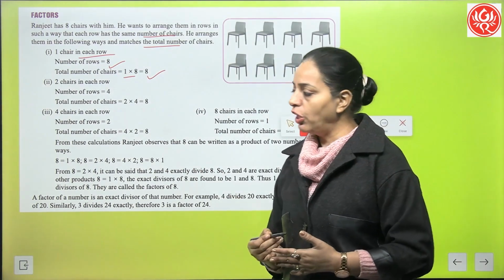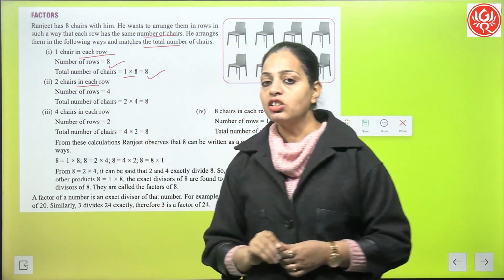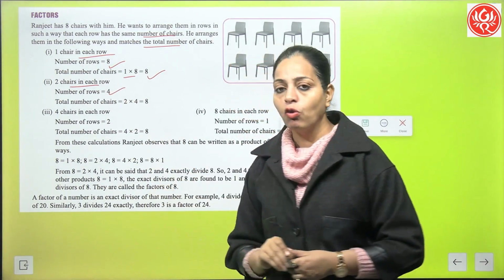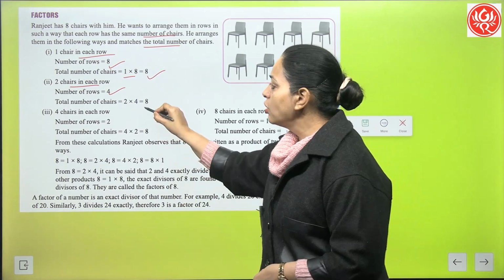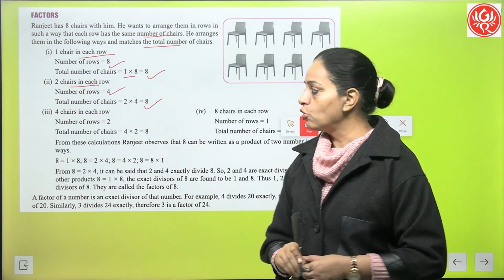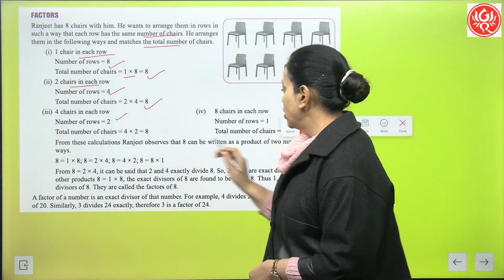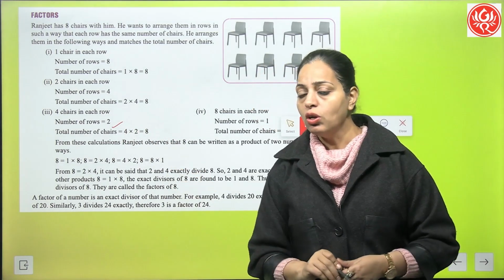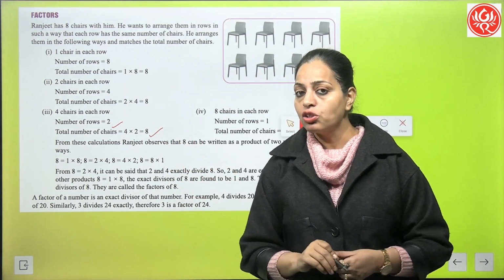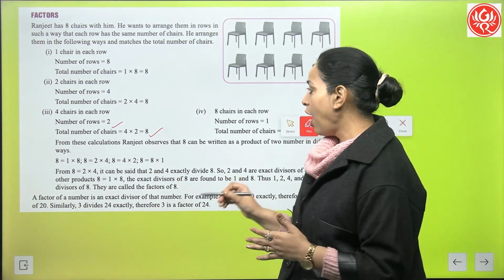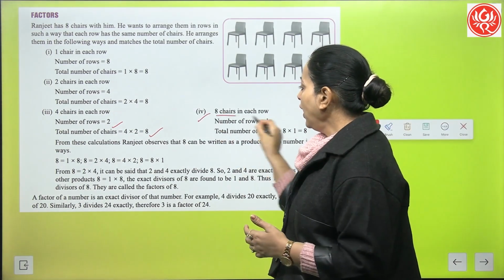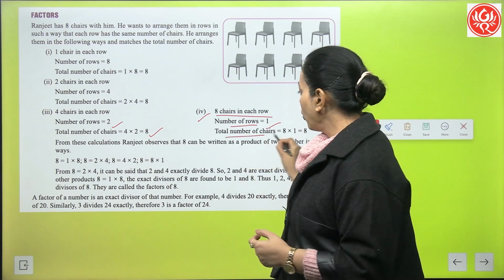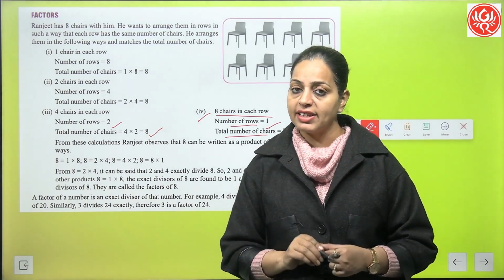Okay. The second arrangement, 2 chairs in each row. In one row 2 chairs. So it means number of rows 4. Then total number of chairs 2 into 4, that is equal to 8. Now the third arrangement, 4 chairs in each row. It means number of rows 2 and total number of chairs 4 into 2, that is 8. And now look at the fourth arrangement, 8 chairs in each row. So number of rows 1 and total number of chairs 8 into 1, that is 8.